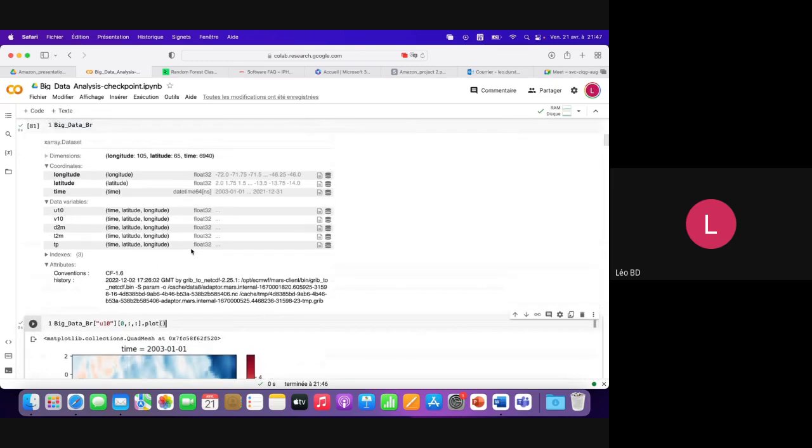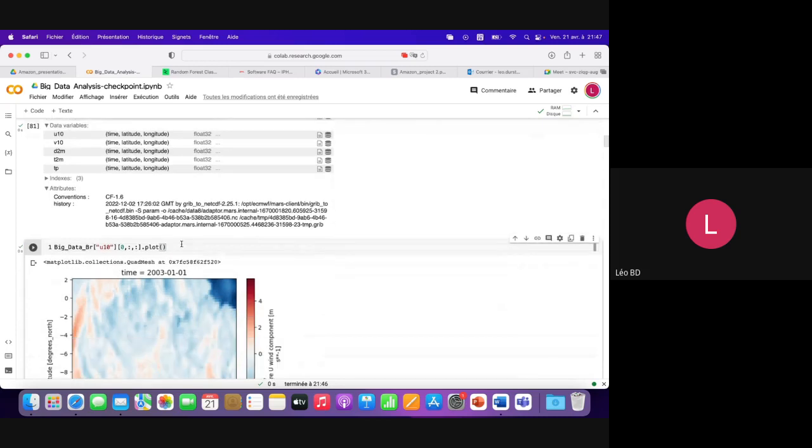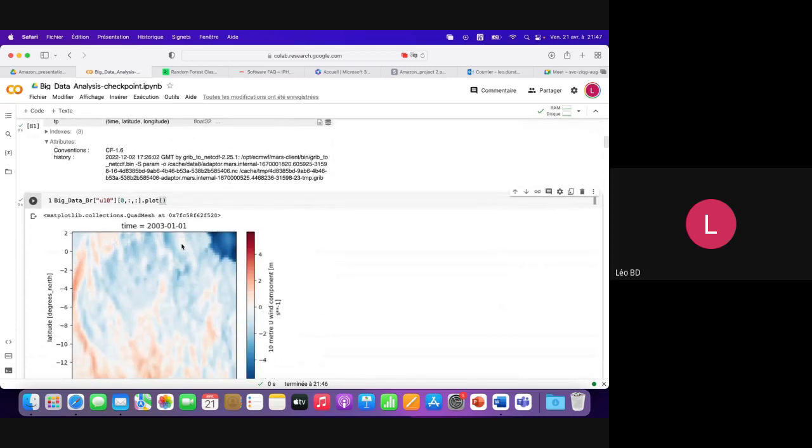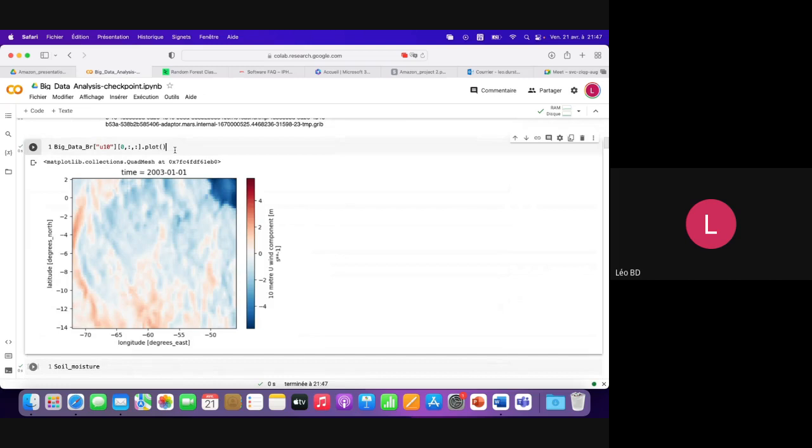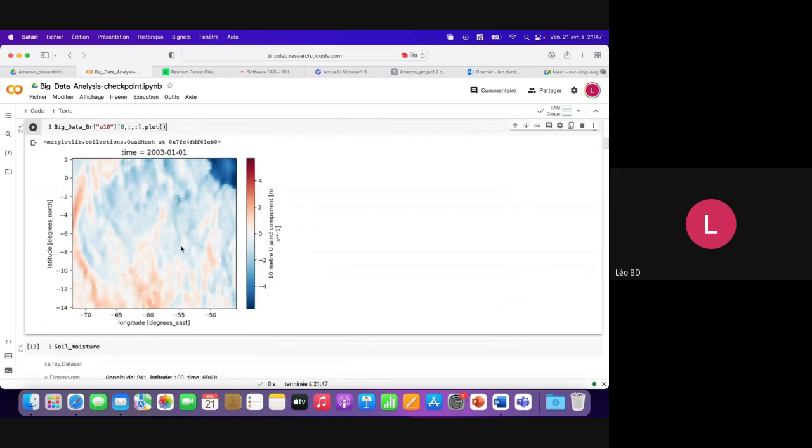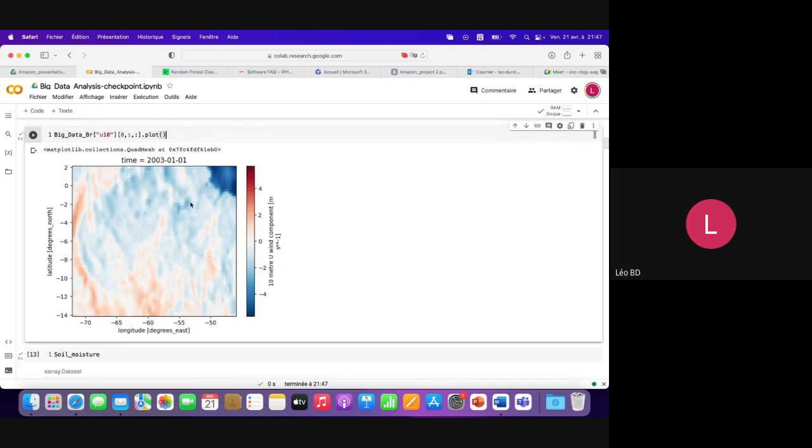Now with this data set, we can do some nice modeling, and as I showed you in the graph before, see what it looks like for the 1st of January 2023 in Brazil. This is what the wind speed looked like. Well, I don't know if it's interesting or not, but at least you have an idea of how to plot it by calling it like that.